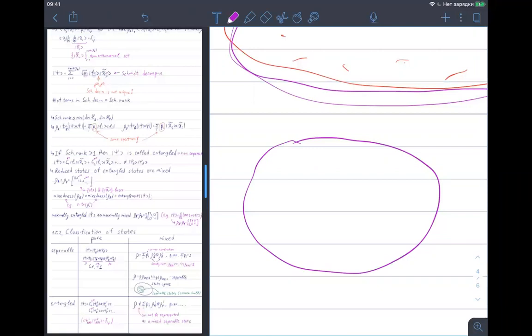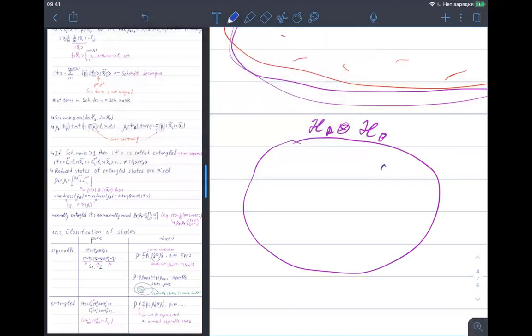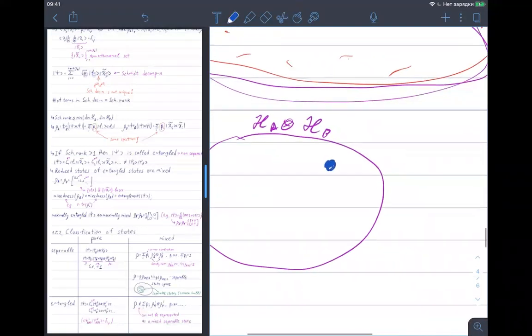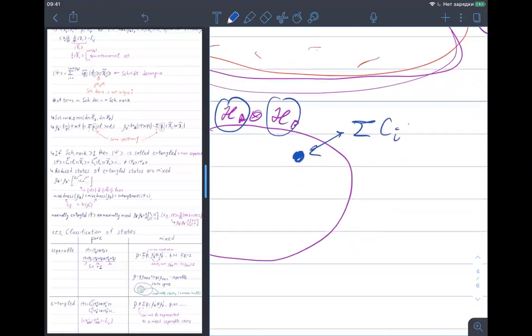So the point is here. I have this huge space H_A times H_B, and I take some vector here, some point. For this point, I can choose some nice basis inside H_A and H_B, and in this nice basis, my state will have this nice form.